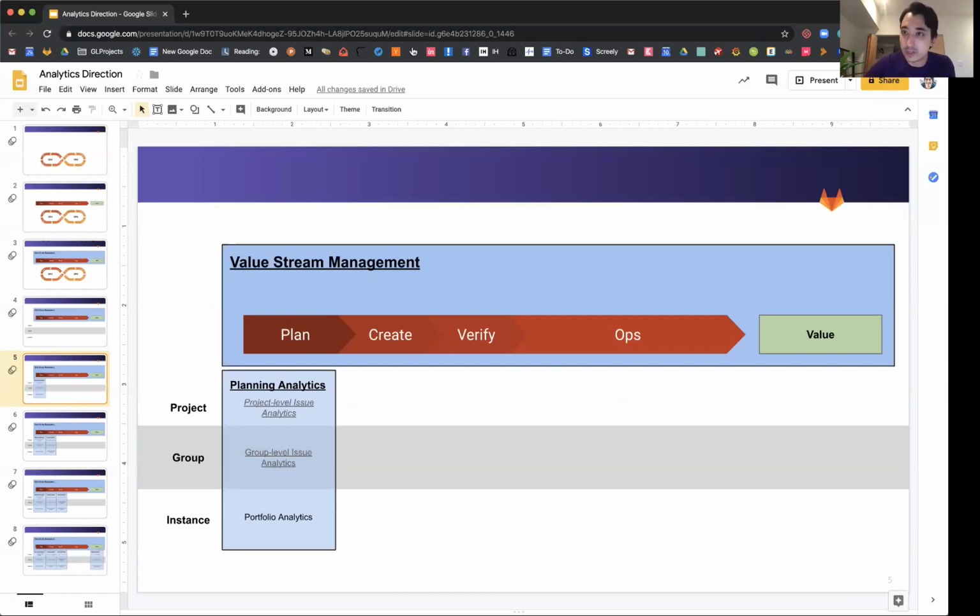So I think planning analytics is something I'm really excited about. I would consider this category minimal at the moment, but I think that we'd like to go deeper into planning analytics, and this is something our customers are really excited about.